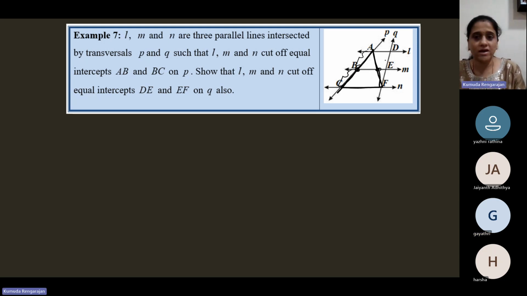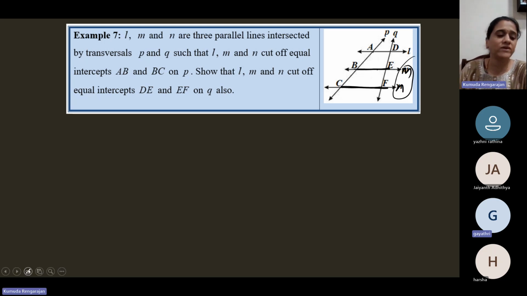Mark this one. Call this G. Then BG will be parallel to CF because M and N are parallel. Correct. Because M is parallel to N, BG is parallel to CF. Any part of M will be parallel to any part of N. So BG is a part of M, CF is a part of N.